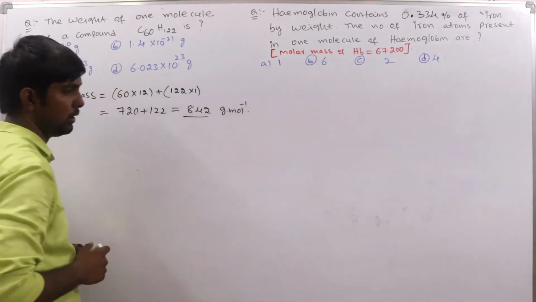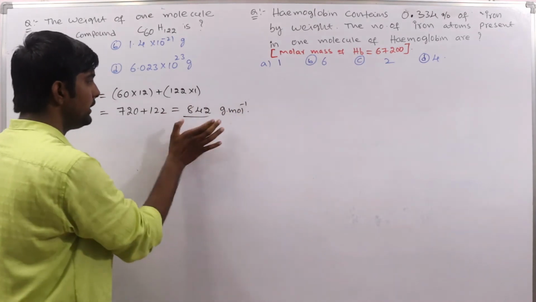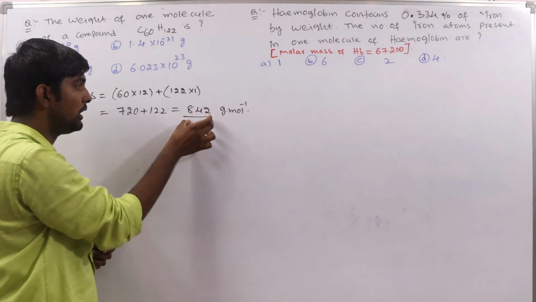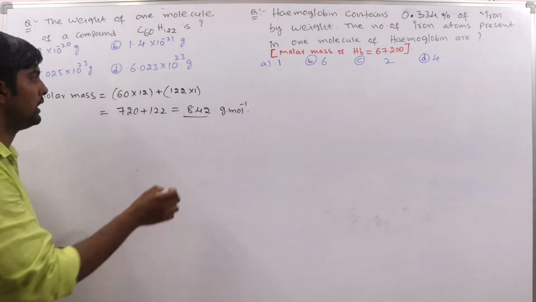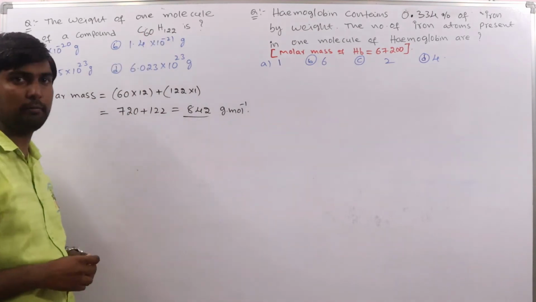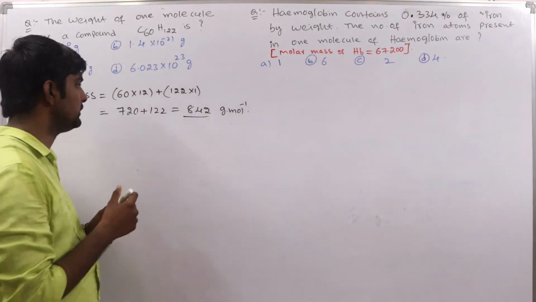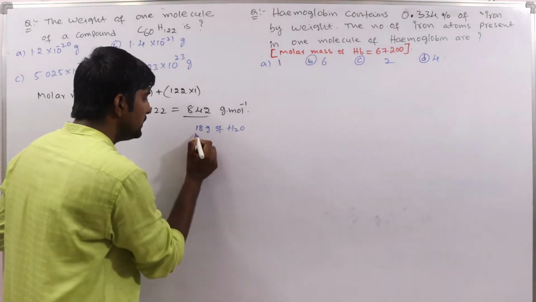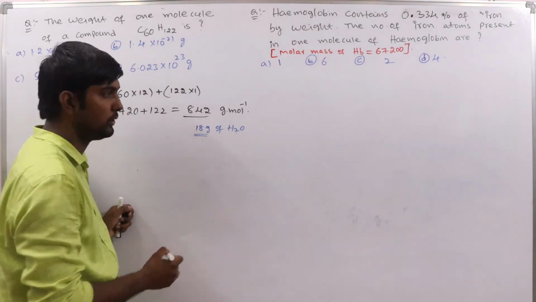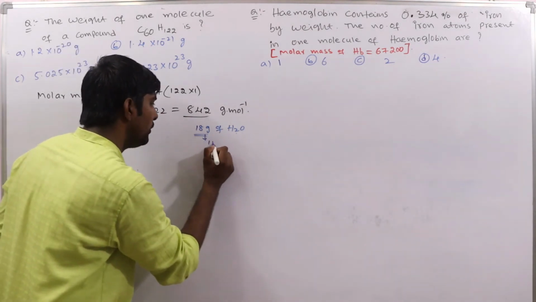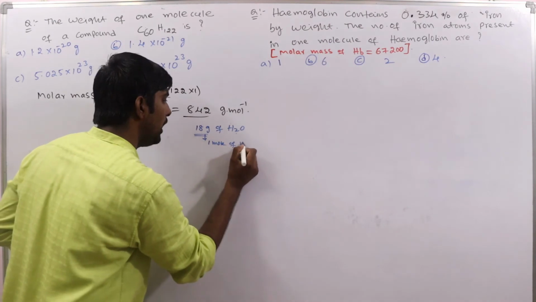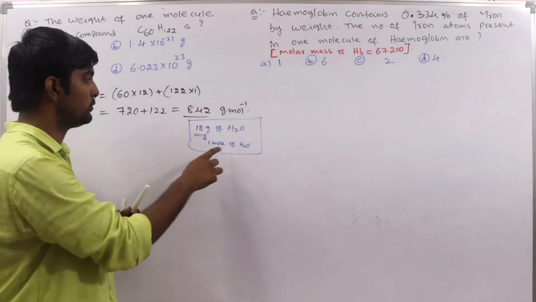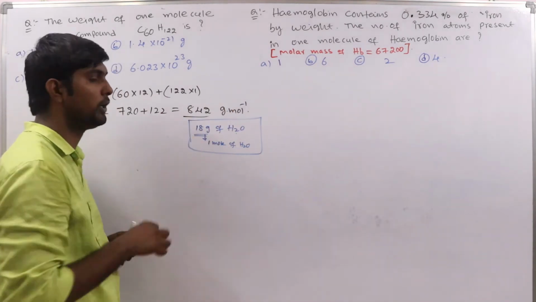So what is the molar mass of this C60H122? 842 grams per mole. What is the meaning of this? This is not the mass of a single molecule. This is the mass of 1 mole of C60H122. Clear? Not only here: for example, if you write 18 grams of water, this is not the weight of one water molecule. This is the weight of 1 mole of H2O molecules, not the weight of a single water molecule.